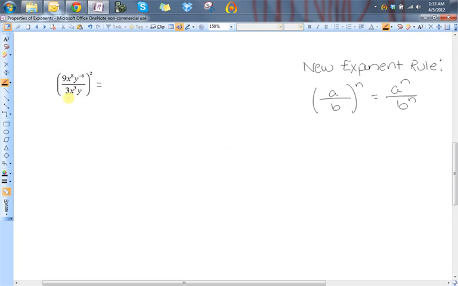Okay, so I always recommend before you deal with anything outside of parentheses, you first simplify anything inside the parentheses. Okay, so let's first start with the constants. 9 divided by 3 is 3. And I'll do everything else in the next step.